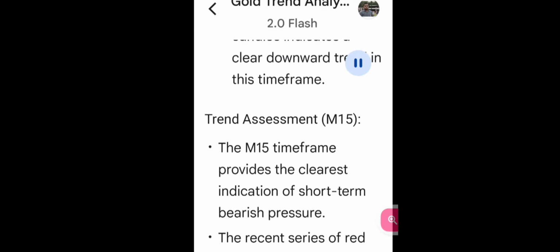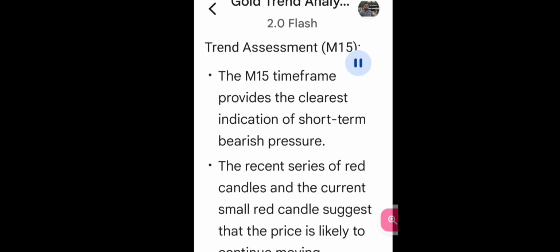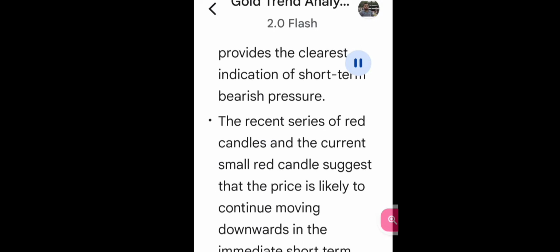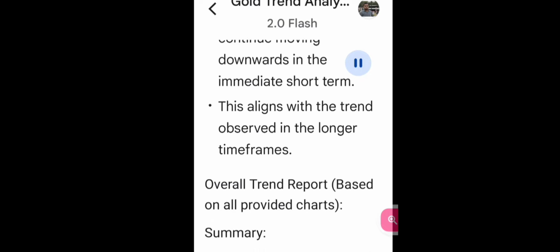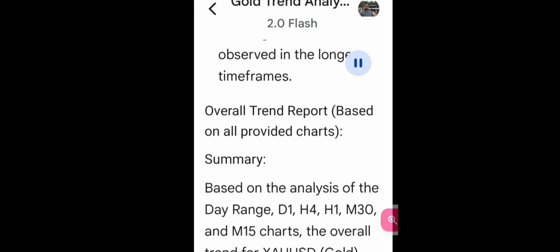Trend assessment, M15. The M15 timeframe provides the clearest indication of short-term bearish pressure. The recent series of red candles and the current small red candle suggest that the price is likely to continue moving downwards in the immediate short term. This aligns with the trend observed in the longer timeframes. Overall trend report, based on all provided charts.